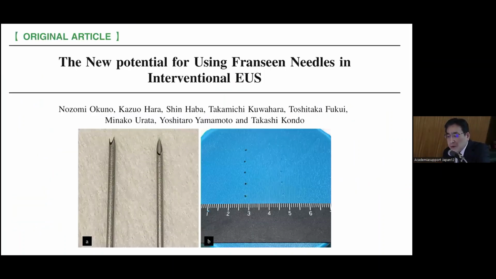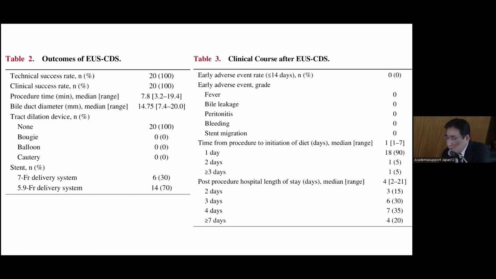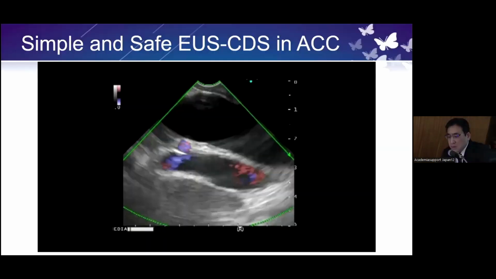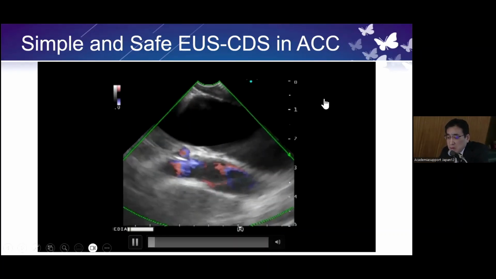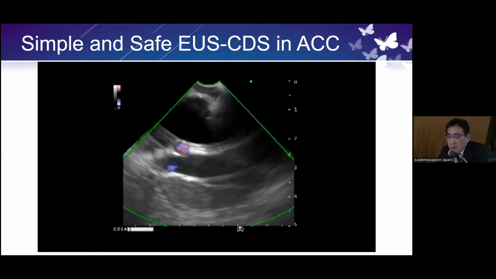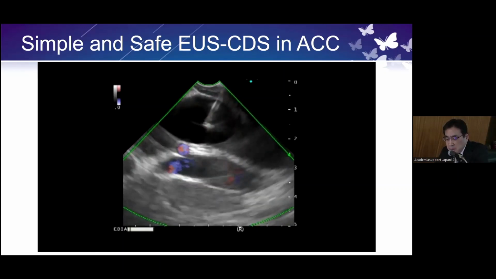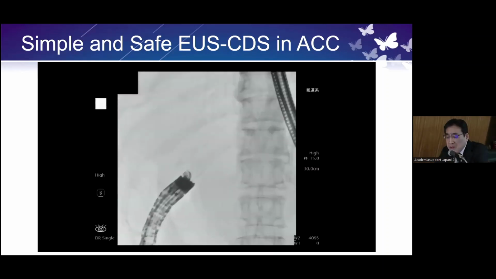So I want to show you our recent procedure. Recently, we use a Francine needle to make a big hole for CDS, with non-dilation, and put in a stent. This is our result. Of course, a high technical success rate, 100%, and very low adverse events. This is a video. This is the CBD. I use an Acquire 90G needle. So we puncture the CBD. In this case, I performed the CDS, punctures using the 90G Acquire needle.